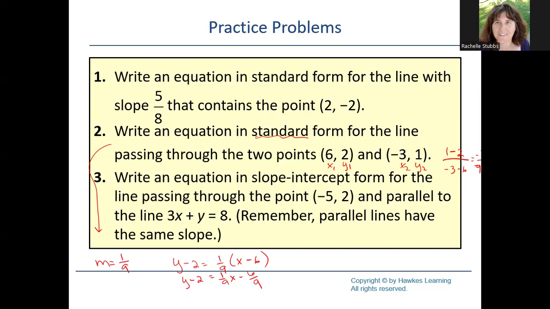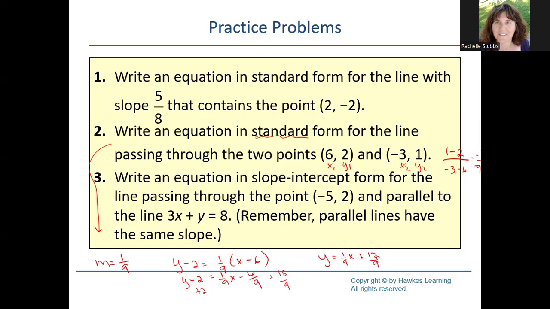And then I'm going to add 2 to each side. Well, if I'm going to make an equivalent fraction for 2, with a denominator of 9, that would be 18 over 9. And so negative 6 plus 18 is 12 over 9. So I have y equals 1/9 x plus 12 over 9.